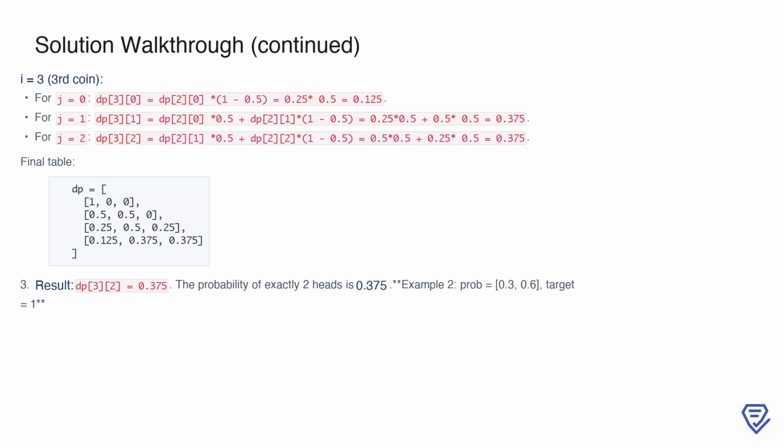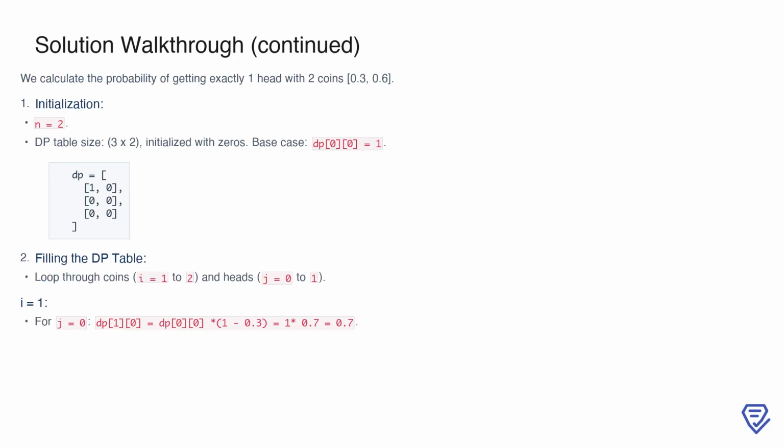After these calculations, the final table is complete, and the value at dp[3][2], which corresponds to 3 coins and exactly 2 heads, is 0.375. This tells us that the probability of obtaining exactly 2 heads with 3 coins, each with a probability of 0.5 for heads, is 0.375. In the next example, we calculate the probability of getting exactly 1 head when tossing 2 coins with probabilities of 0.3 and 0.6.